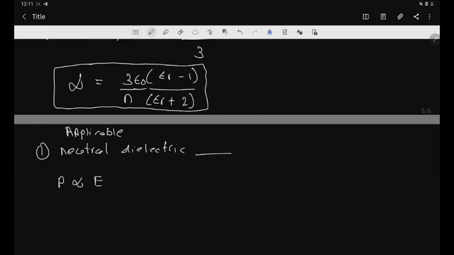As we know, there are two types of dielectrics. One type has permanent dipole moment, and the other type does not have permanent dipole moment. So these are polar dielectrics where we cannot apply this equation, and these are neutral dielectrics where we can apply this equation of Clausius and Mossotti to find the alpha.